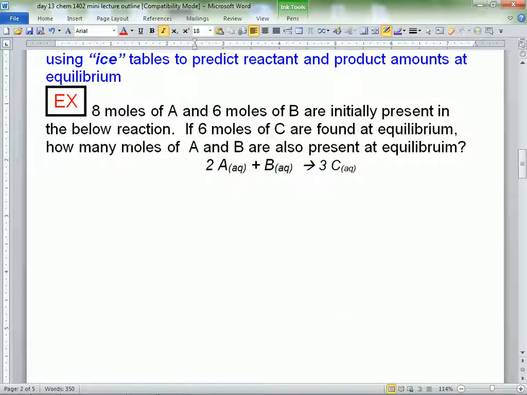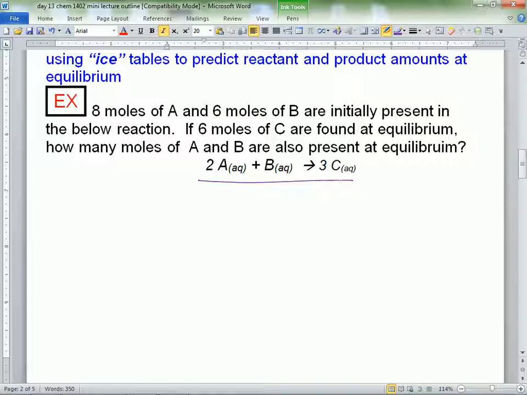Let's take a look at this question. Here's a reaction: 2A, well, the proper way to read it would be 2 moles of A react with a mole of B to produce 3 moles of C. Okay, listen to this. 8 moles of A and 6 moles of B are initially present.